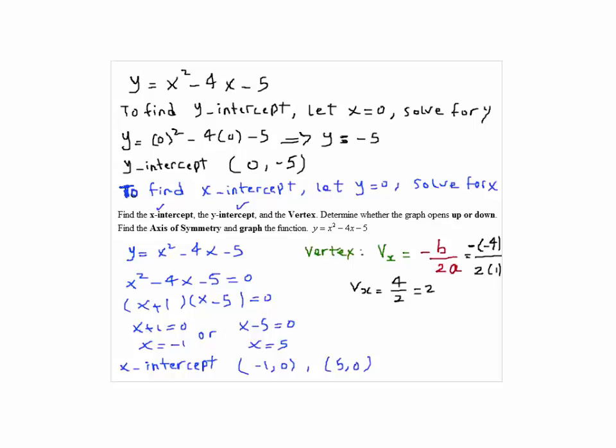Can I see a check mark next to your name if you follow up to this point? How to find the x position of the vertex? Just have to remember the formula, minus b over 2a, and substitute those. Now if the x position of the vertex is 2, we can simply find the y by substituting 2 for each x here. So you have 2 squared minus 4 times 2 minus 5. So the y position of the vertex would be equal to 4 minus 8 minus 5, which is equal to minus 9. Okay, so now we have the position of the vertex.